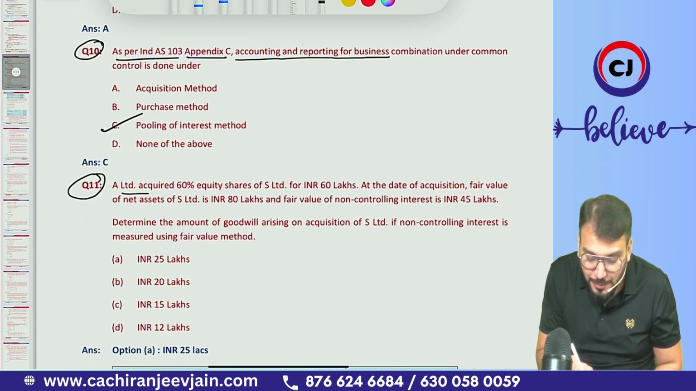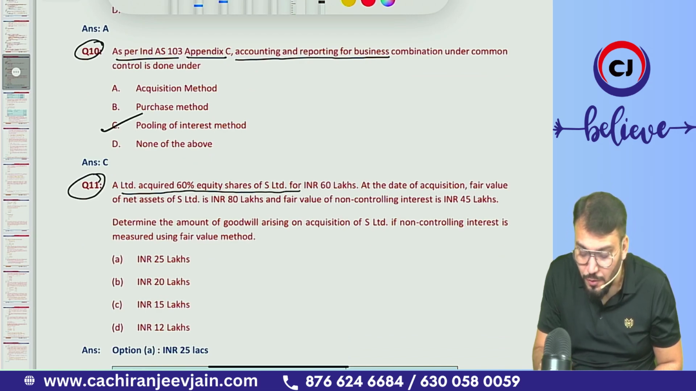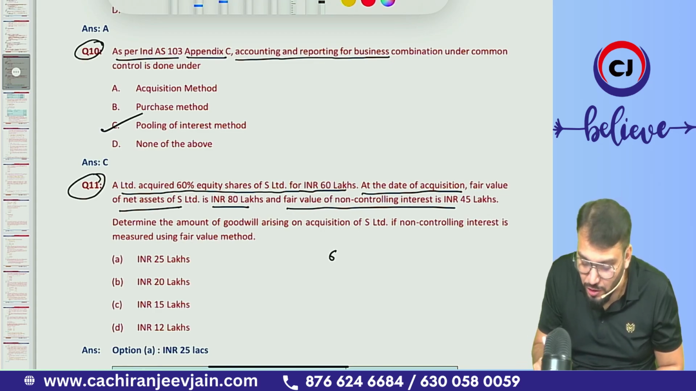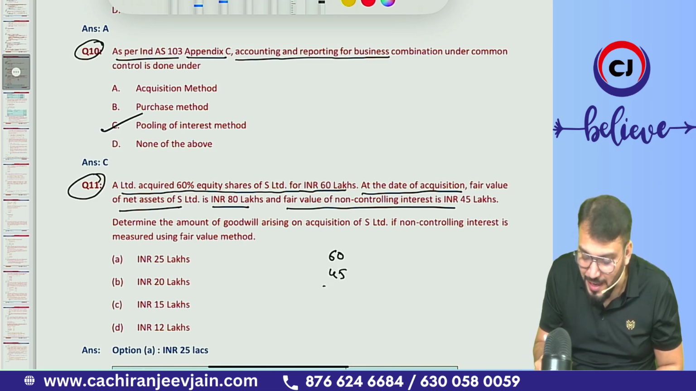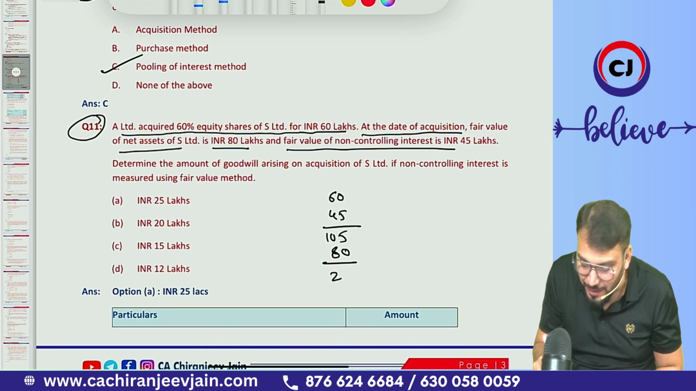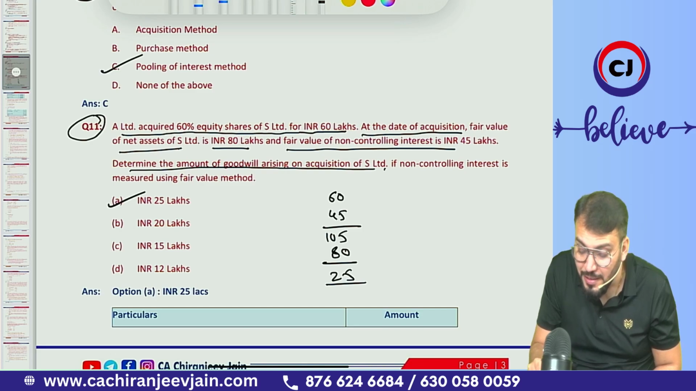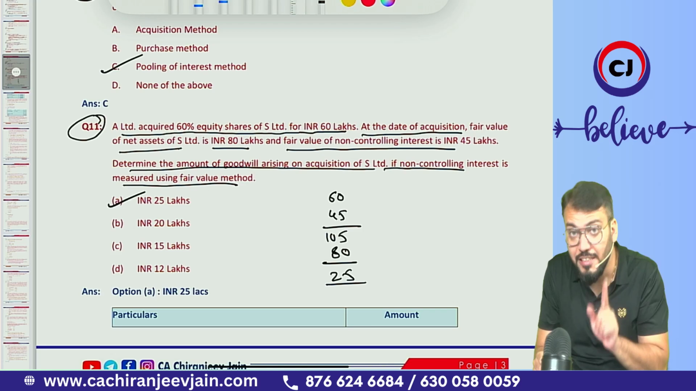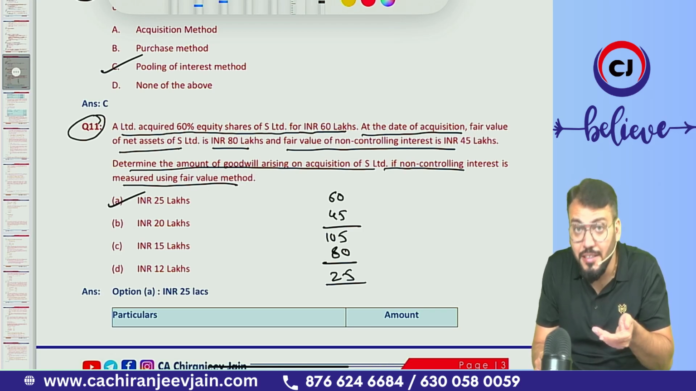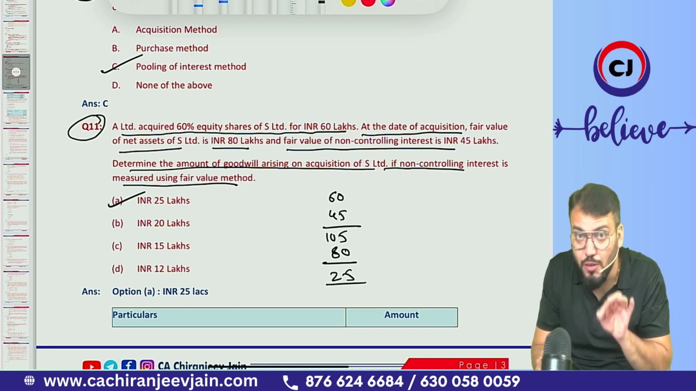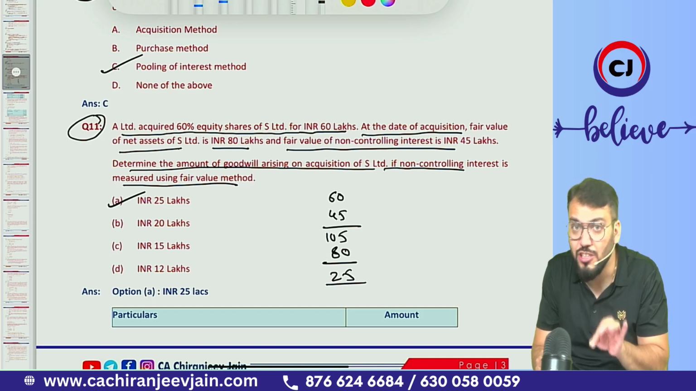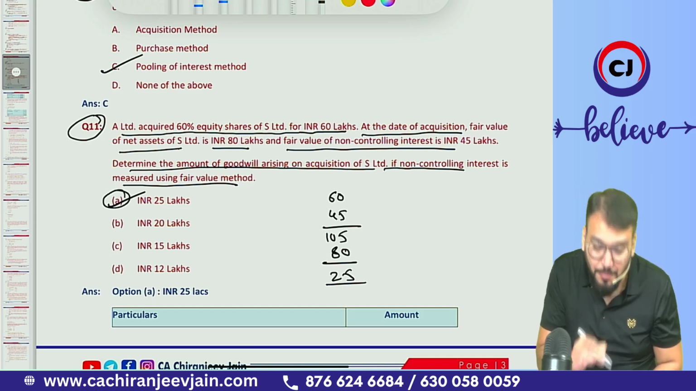Coming to question number 11, A Limited acquired 60% equity shares of S Limited for rupees 60 lakh. At the date of acquisition, the fair value of net asset is 80 lakh and the fair value of NCI is 45 lakh. So what is the formula? PC is 60 lakh, fair value of NCI is 45 lakh. Total becomes 105 minus fair value of INA 80. So goodwill becomes 25 lakh. Determine the amount of goodwill arising on acquisition of S Limited if NCI is measured using fair value method. Read the question carefully, they might have said to use the proportionate share in INA method. Here they have asked you to measure NCI using the fair value method, so option A will be correct.